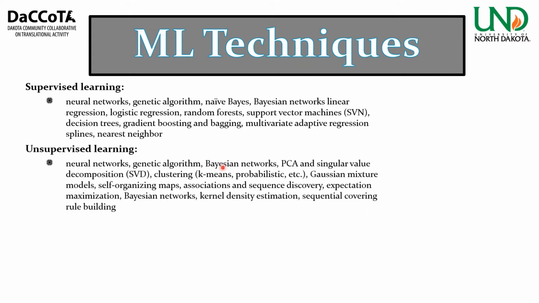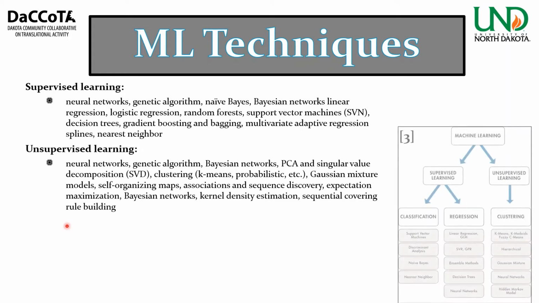Unsupervised, there's also things like neural networks and genetic algorithms. So you can see here the same techniques can be used for different types of learning, depending on specifically what you want out. So unsupervised can also use Bayesian networks, PCA, that's principal components analysis, so that's dimensional reduction, and then singular value decomposition, a lot of clustering, mixture models, self-organizing maps, association sequence discovery, expectation maximization, Bayesian networks again, so that was a replication, kernel density estimation, sequential covering, rule building.